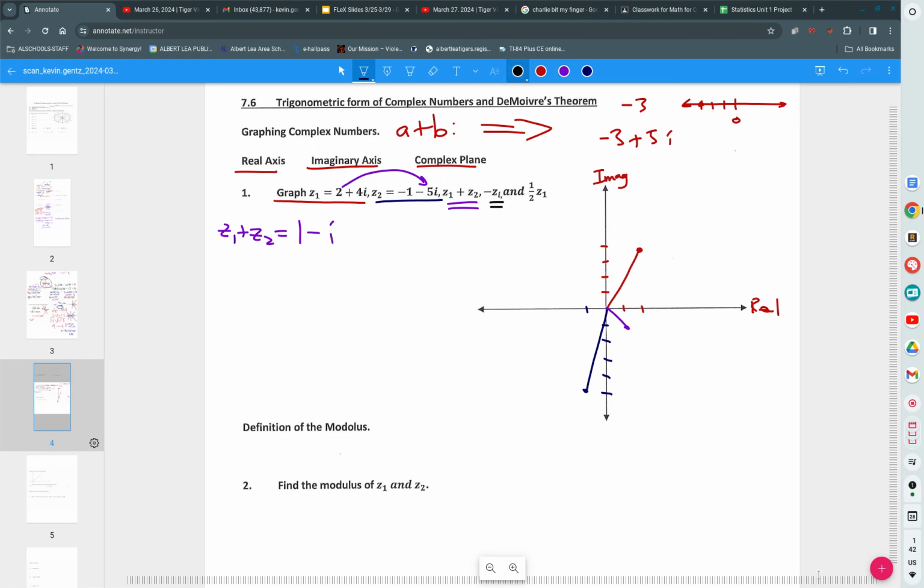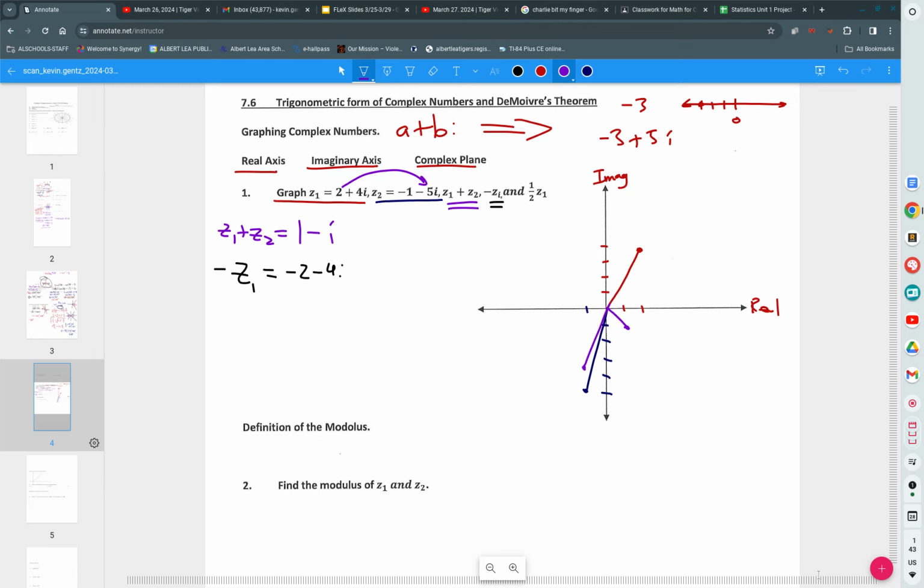This says negative z sub 1. Anybody want to guess how we compute negative z sub 1? I simply distribute negative 1 to both the 2 and the 4. So I get negative 2 minus 4i. And we can graph that. We will simply go back 2 and down 4, and we get that purple graph. Wait, so what did you just do to get that? See how there's a negative sign in front of z sub 1? So I take z sub 1 and multiply by negative 1. Does that make sense? Good, so we've got that.